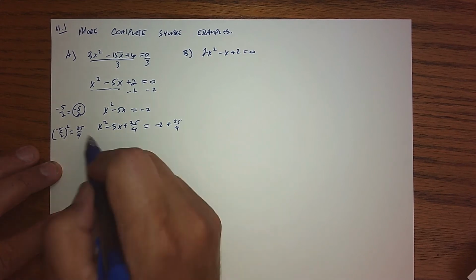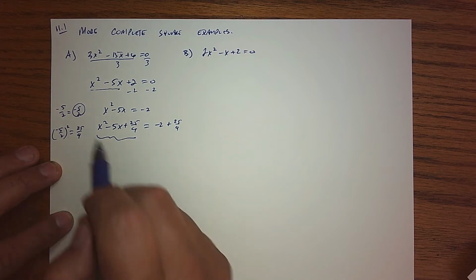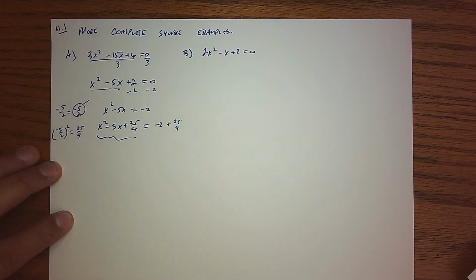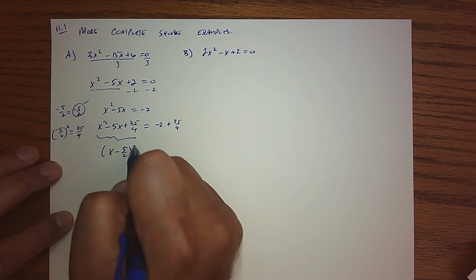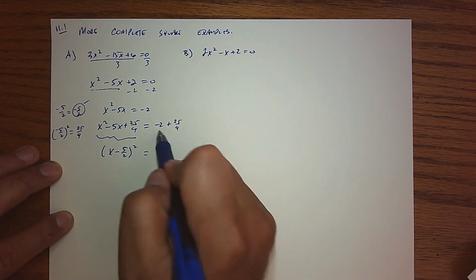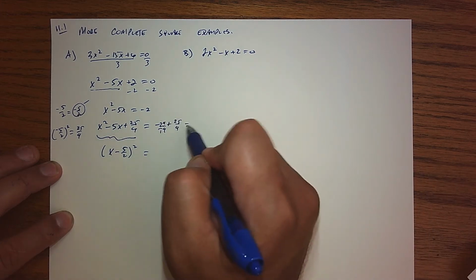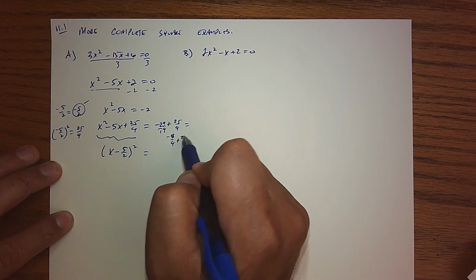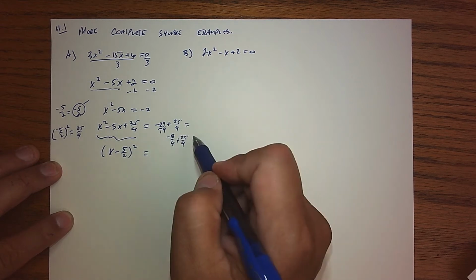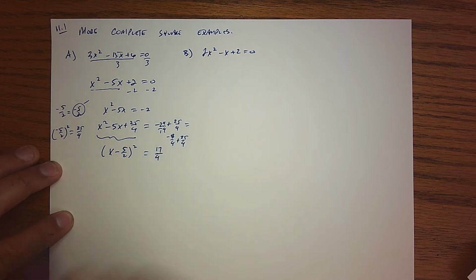Okay? Now again, this side, if we've done everything right, is a nice perfect square trinomial with that number playing a role in the factorization. So we get x minus 5 halves squared. On this side, we have fractions to add. So I think common denominator is 4. So this becomes negative 8 over 4 plus 25 over 4. And I think what we're getting there is 17 over 4. So there would be our answer at this juncture.